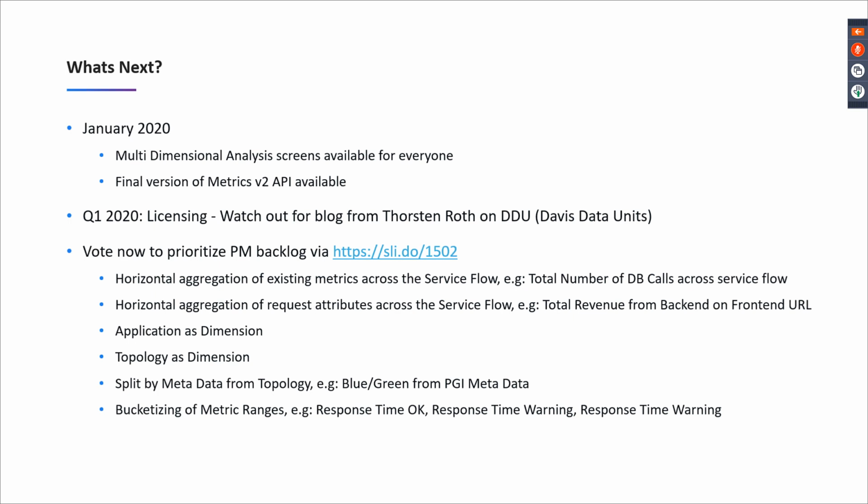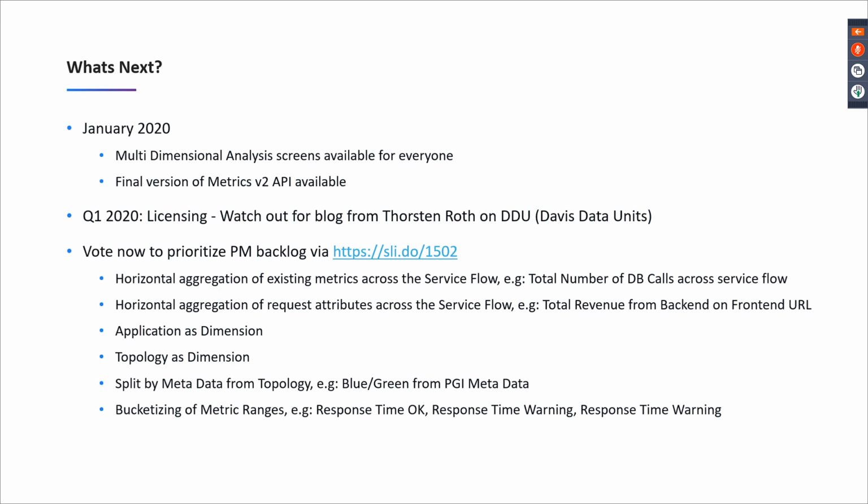And to give a quick overview, the first one means horizontal aggregation of existing metrics across the service flow. So right now, if you define a custom metric, it's basically a metric that we can see on that particular service, let's say the number of database calls that service makes. But what if you want the total number of database calls across the whole end-to-end service flow? This is something that they are thinking of, what they call a horizontal aggregation of existing metrics. Existing ones are response time, number of database calls, number of service calls, number of failed requests.